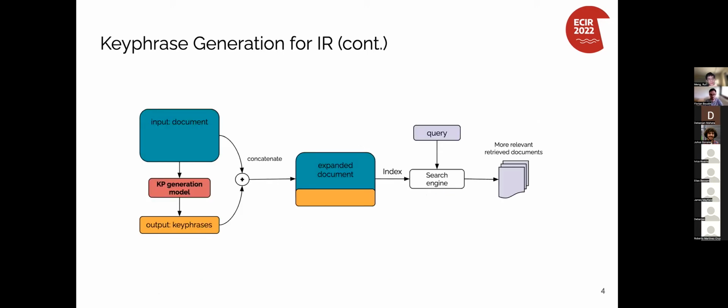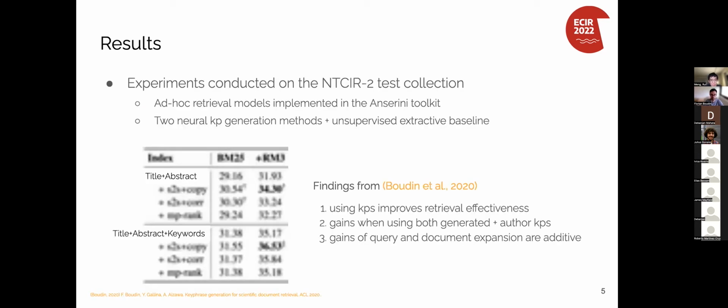So this figure shows the framework for supplementing document indexing with key phrases. We use a key phrase generation model to produce key phrases from each document in the collection. Key phrases and documents are then concatenated into expanded documents, which are indexed by the search engine. And by enriching this indexing, we expect more relevant documents to be retrieved for a given query.